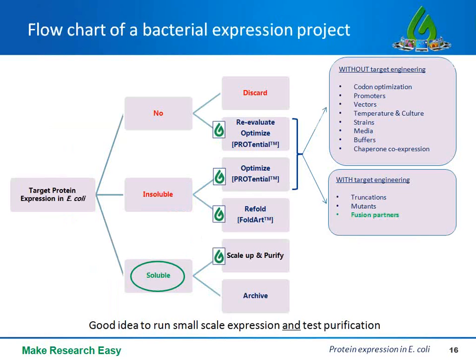So this is similar to an earlier slide where we look at a bacterial expression project more closely. Once you attempt expression and see that the protein is soluble at small scale, you could either archive the construct or scale up and purify it. On the other hand, if the protein does not express at all, we need to review the construct carefully to make sure there is nothing wrong with it. Right? For example, is the DNA sequence okay? Is there a frame shift mutation that results in no expression? Is the vector all right?